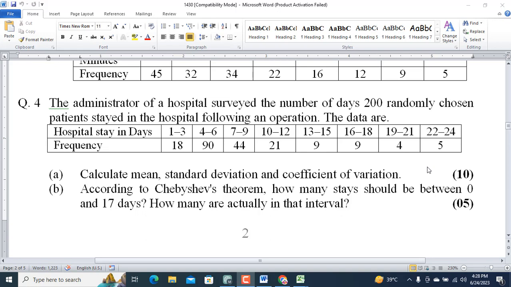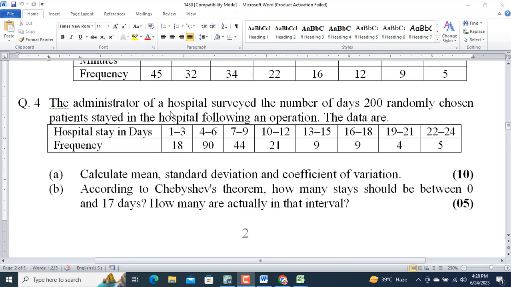Today's video will cover the solution of question number 4, which is related to the subject 1430, and this assignment is number 1 and it is related to spring 2023. So let's start reading the question and its related requirements. Finally we will discuss the solution in detail. And let's start reading the question.